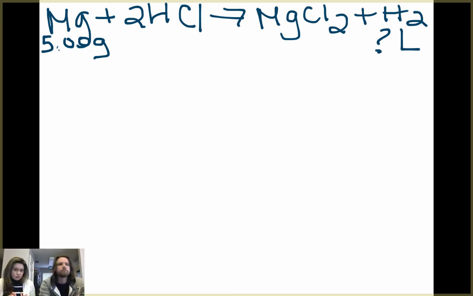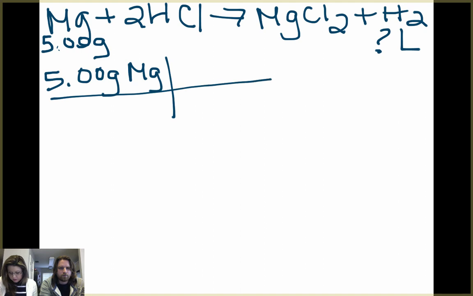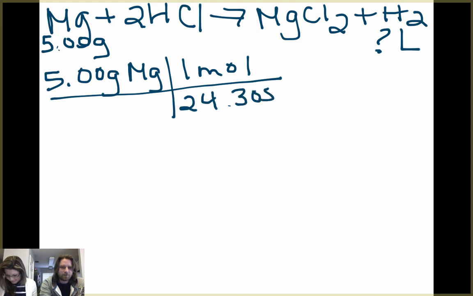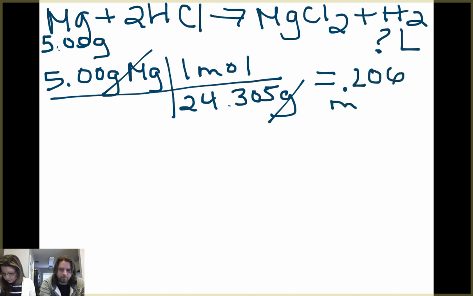So we're going to go from grams to moles, moles to moles, moles to liters. 3 steps. So let's do those 3 steps. We have 5 grams of magnesium. You know what the molar mass of magnesium is off the top of your head? It is 24.305 grams. And that definitely wasn't written down on a paper. Never. Grams cancel. We're solving for moles. So how many moles do we end up with? 0.206 moles of magnesium.